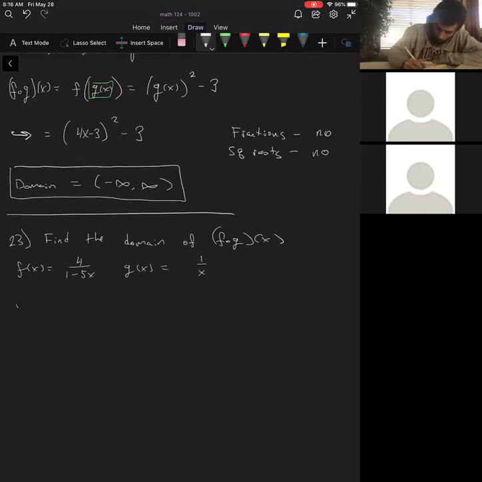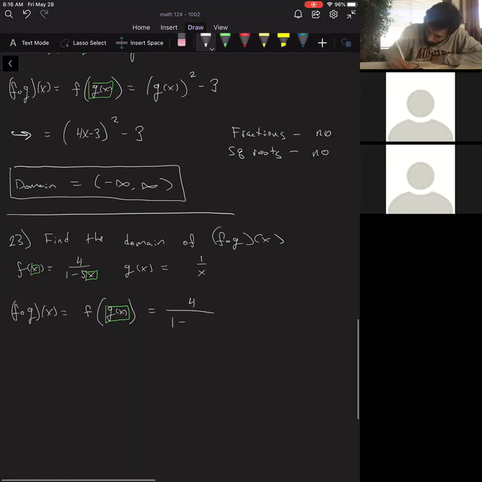So again, what does f of g of x mean? This means we're going to take g and plug it inside of f. And again, what does f of x mean? Whatever we plug inside these parentheses, we just plug it in right here. But now the thing that we're plugging in is this g of x. So let's plug that g of x in right there. So this is going to be 4 over 1 minus 5 times g of x. And what's g of x? That's 1 over x. So this is going to equal 4 over 1 minus 5 times 1 over x. Actually, let's write that as 5 divided by x.